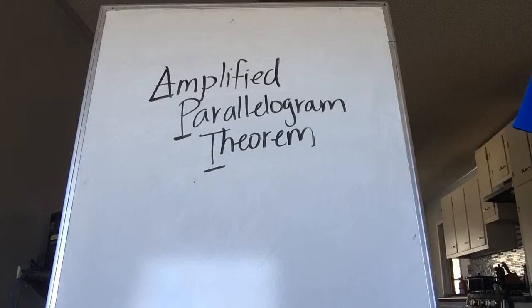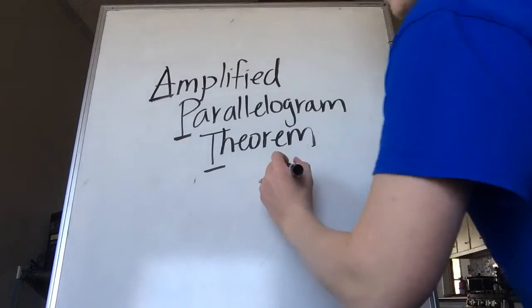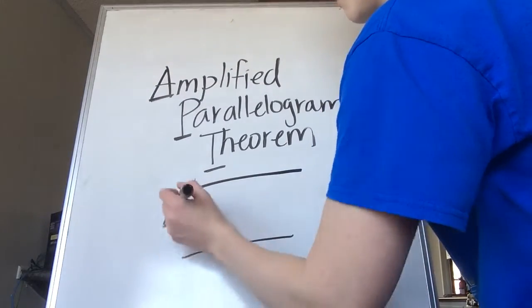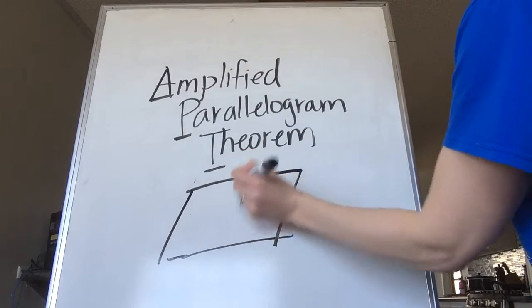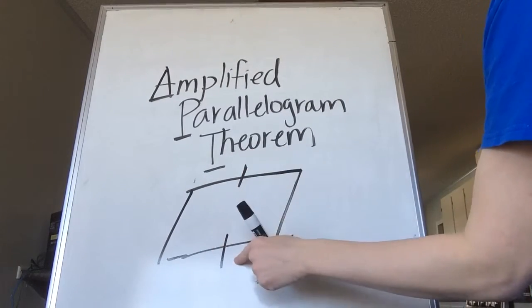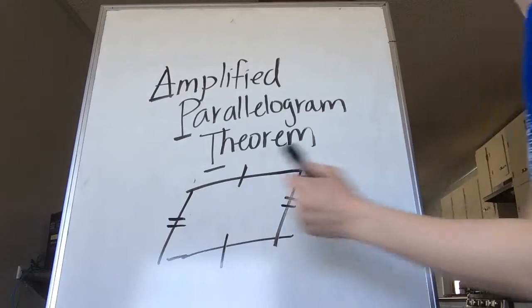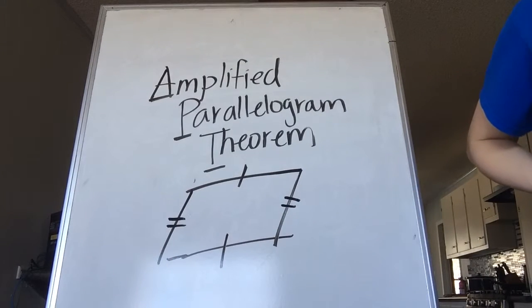So throughout our lessons, we have been assuming that the opposite sides of a parallelogram are congruent. So this side's congruent to this side is congruent to this side. So we're going to do a formal proof in a second showing that.